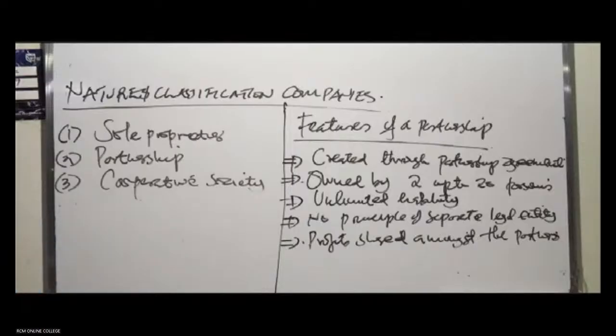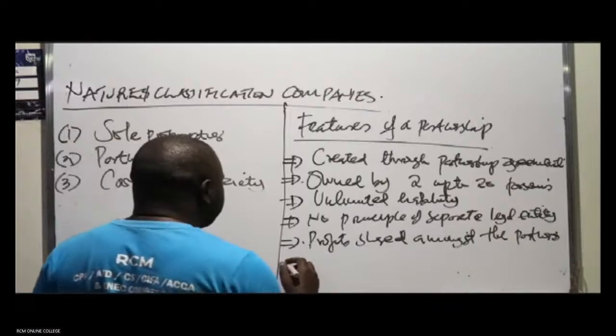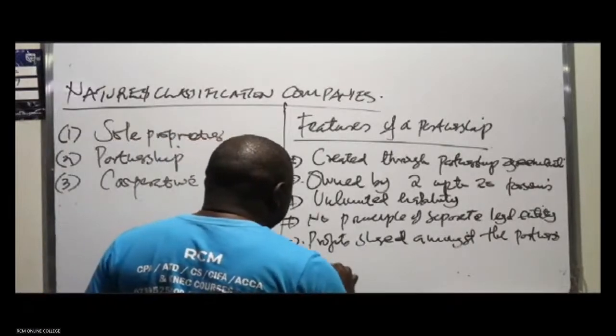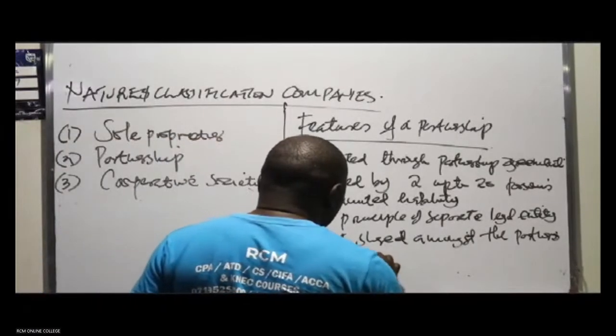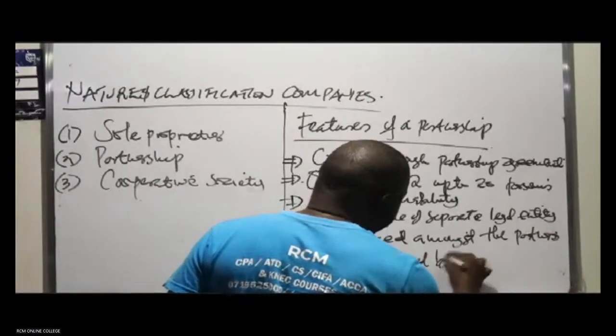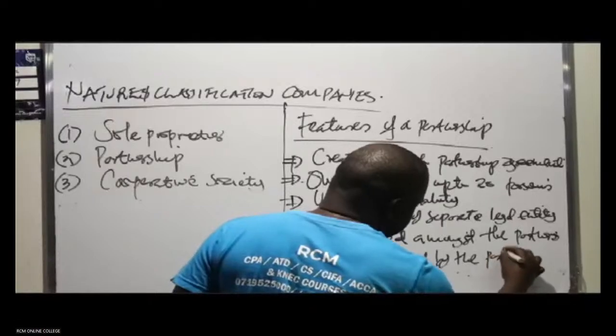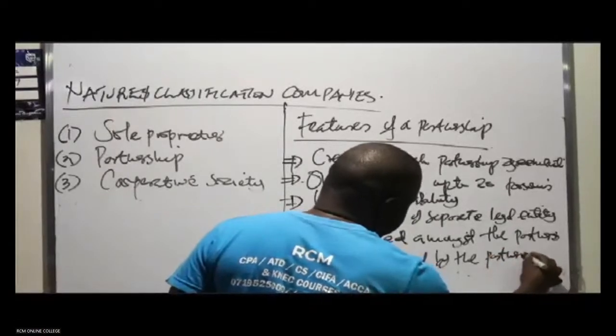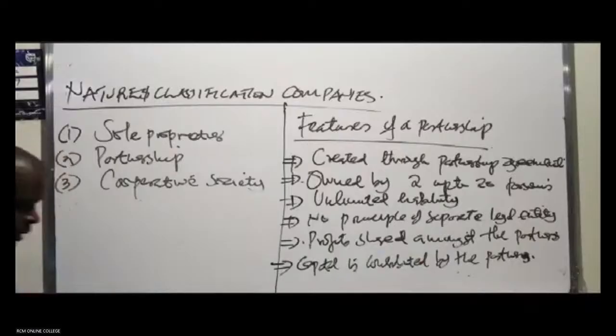So the partners contribute what? The capital. The capital is contributed by the partners. That is correct. So the partnership contributes in this case to what? To the capital. Co-ownership of property, or the property is actually owned by the partners.